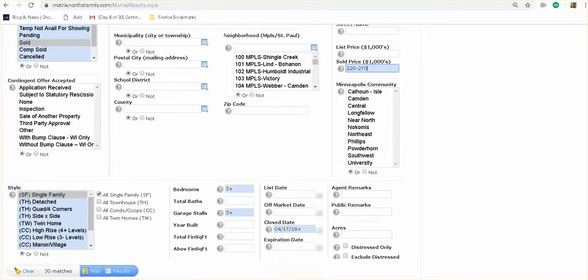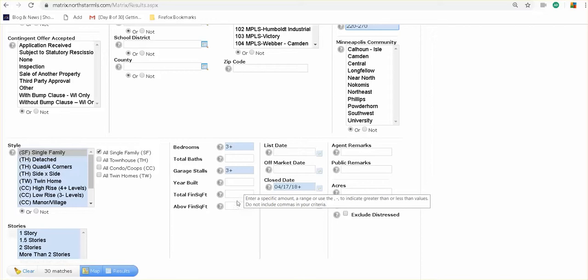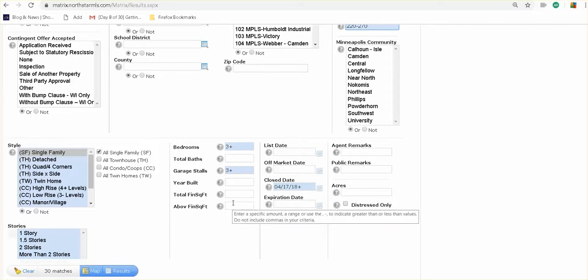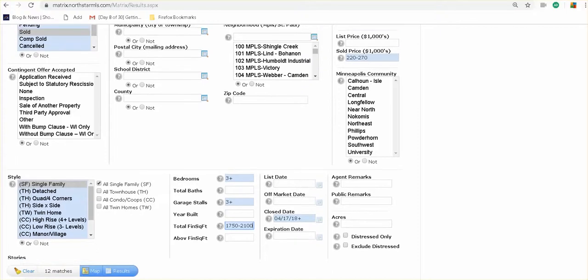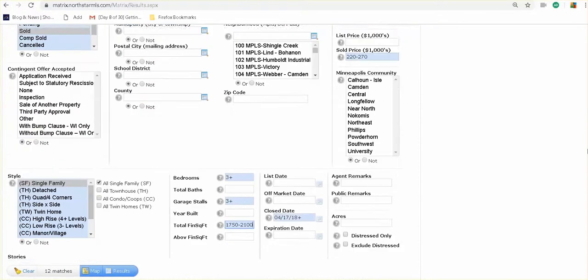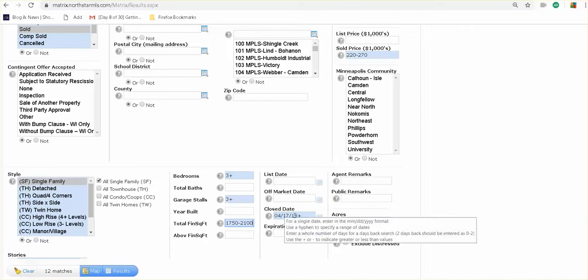And then what I'm going to do is bracket for square footage. So total square footage or above ground square footage, one or the other. In this case, I'm going to go with total square footage. And I believe her square footage is about 2,000 square feet. So I'm going to bracket this from 1,750 to about 2,100 square feet. And now I've got 12 matches, just like that. It pops down into an area where I can say, well, there are some good comparisons. Now, if I didn't have enough, maybe I would go out a little further on my close date.